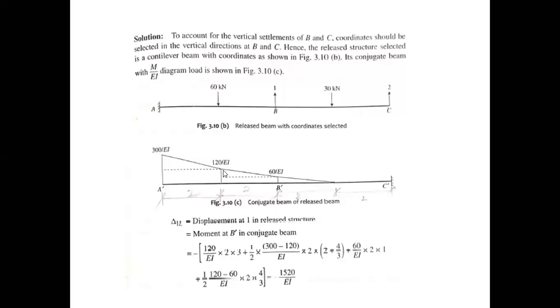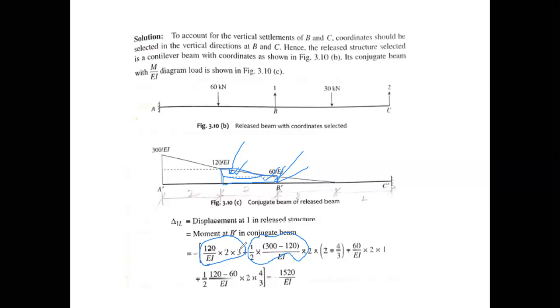What we have done here is divide this trapezium into two parts. First is this triangle and the second is this rectangle. So this is the load of the rectangular portion, and this is the load of the triangular portion. Then multiplied by the distance, it will give the moment about B dash.